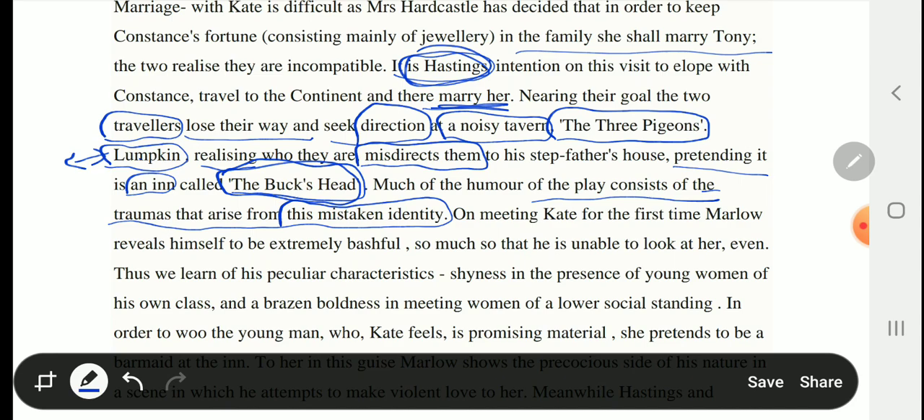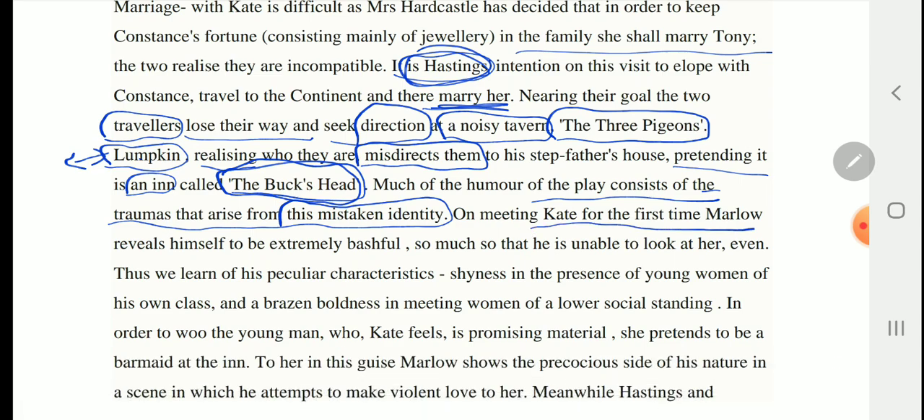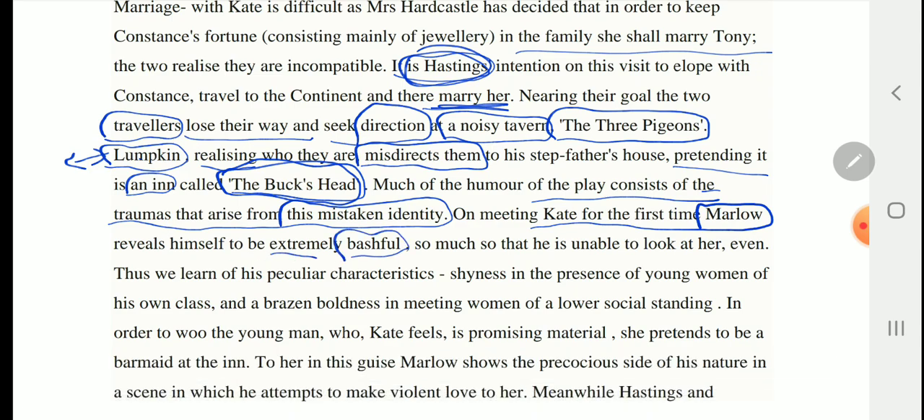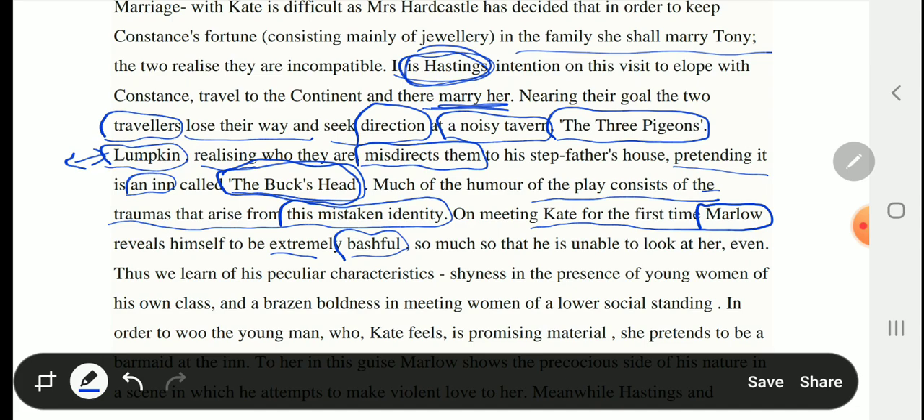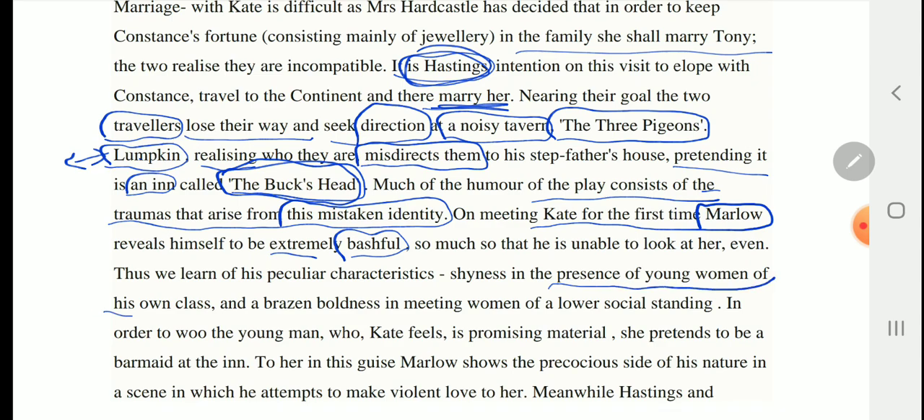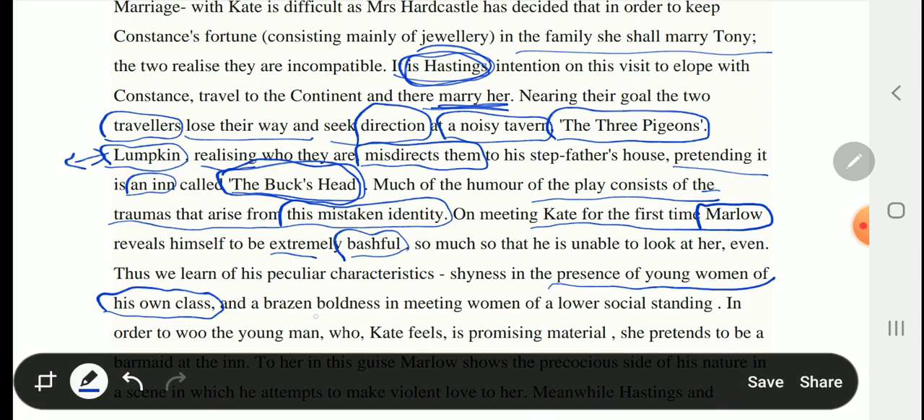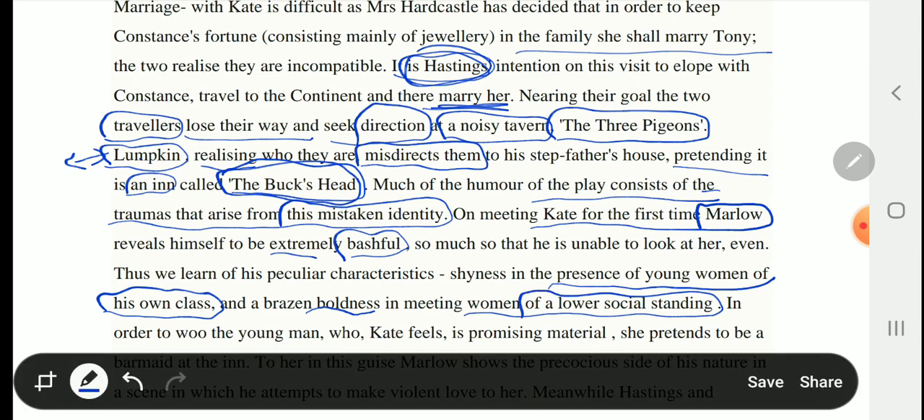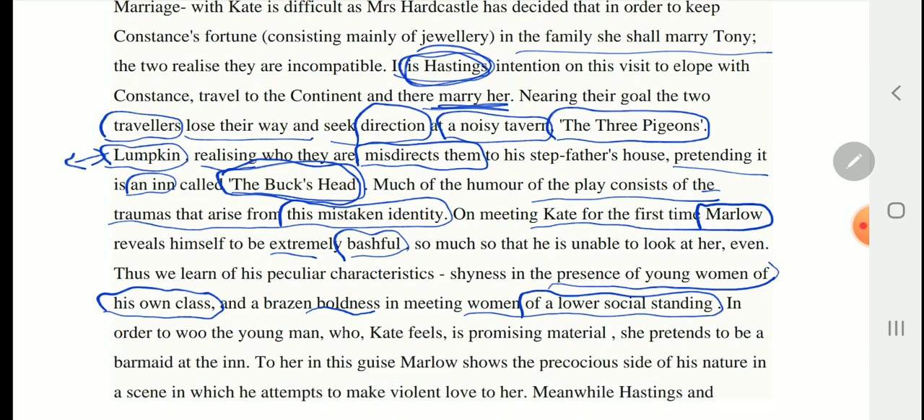On meeting Kate for the first time, Marlowe reveals himself to be extremely bashful. Marlowe is very shy, but he's shy in the presence of a young woman of his own class. He's only shy with women from the same class, but he's very bold and very rude in meeting women of a lower social standing. So you see the difference, students. There is a class distinction here. Okay, let's continue.